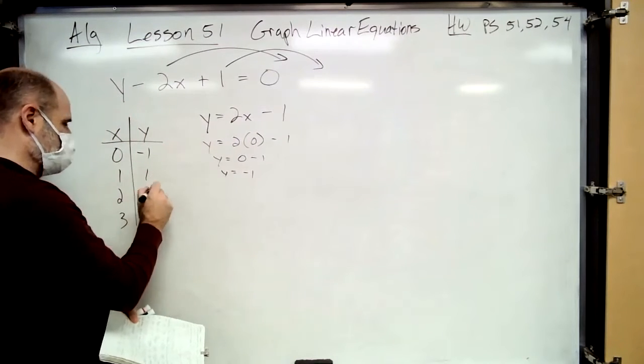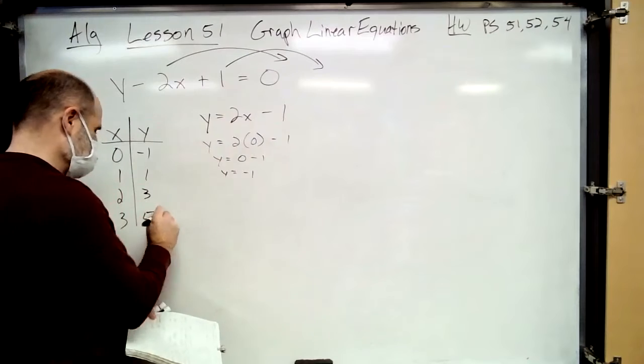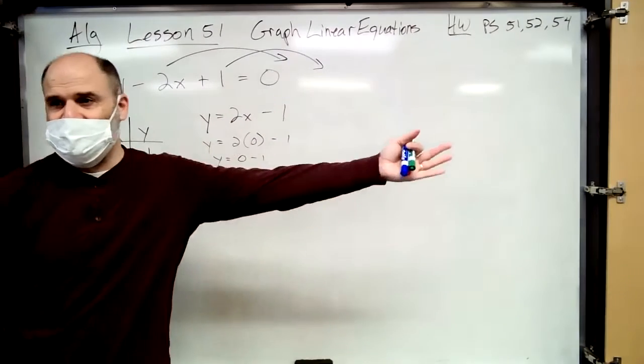3. Good. What about when x is 3? 2 times 3 is 6, minus 1 is 5. See how you just throw it in there and it spits out your solution?